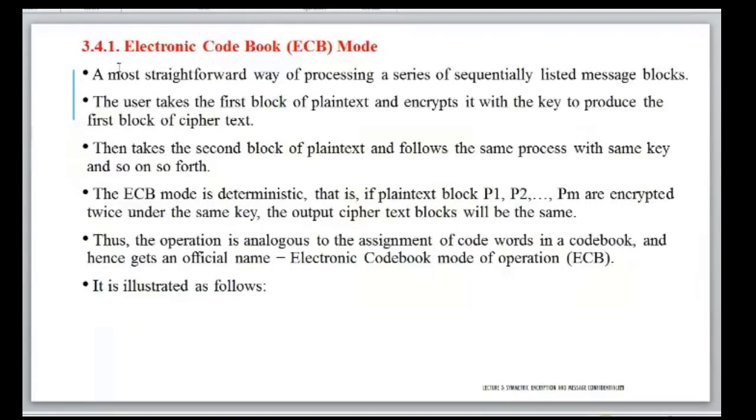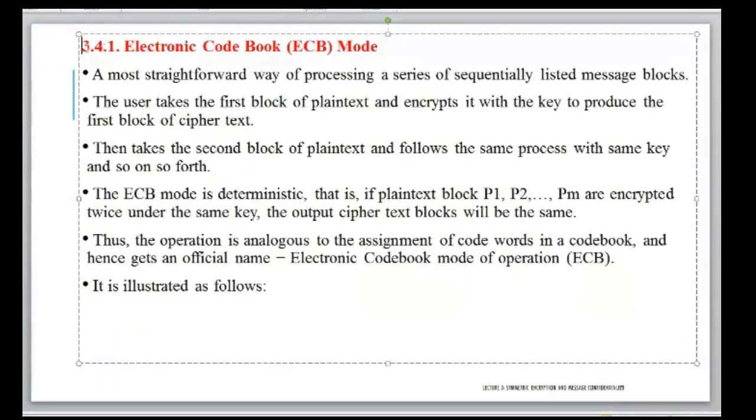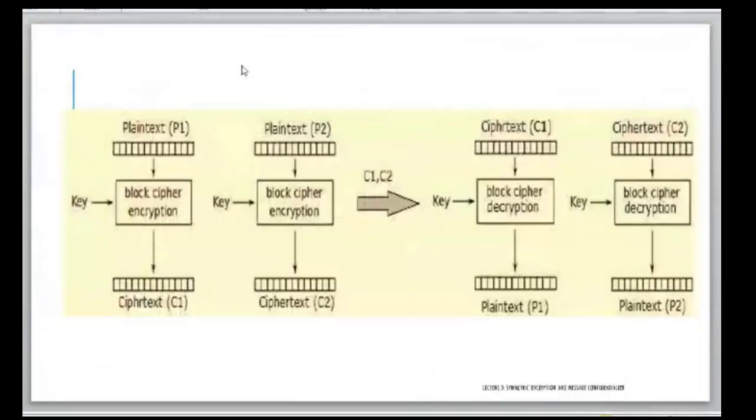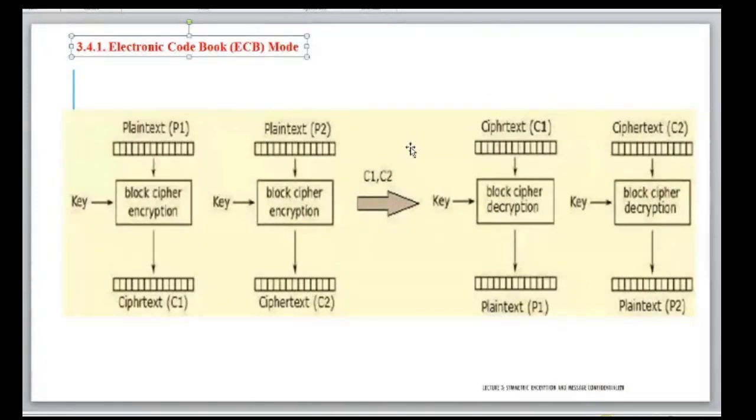So what is that? Electronic code book method. This is the first method. What is happening? Electronic code book mode, what does that mean? See here, this is your plain text. This is my first block, and here, this is the second block. I have 2 blocks of data.